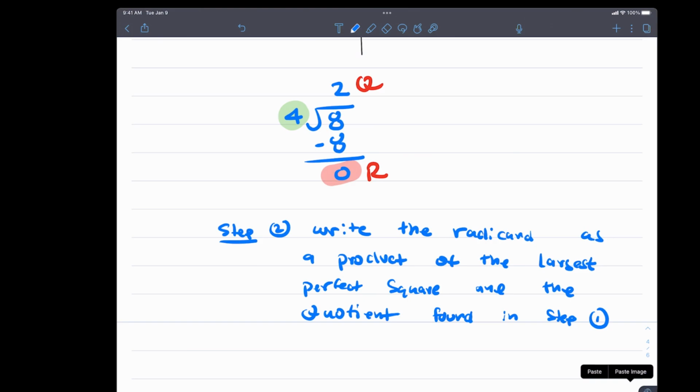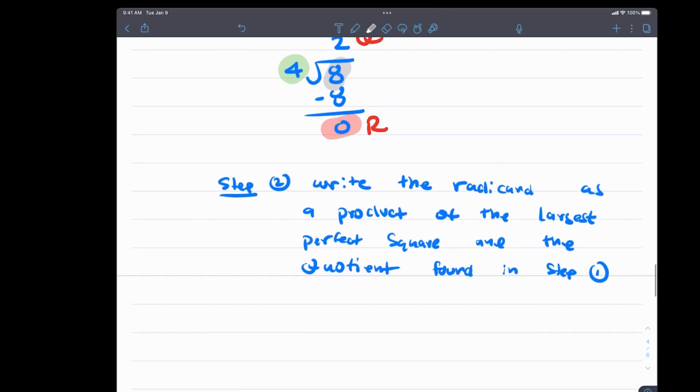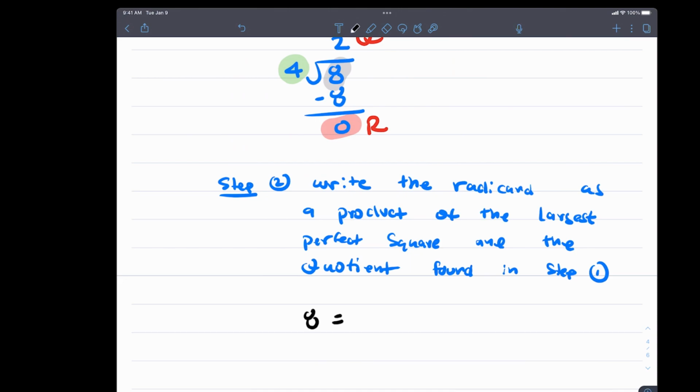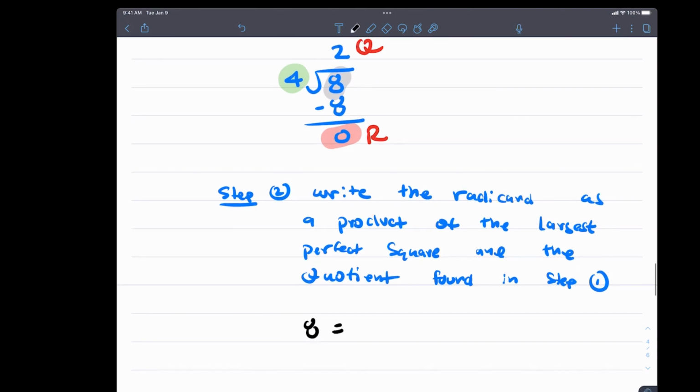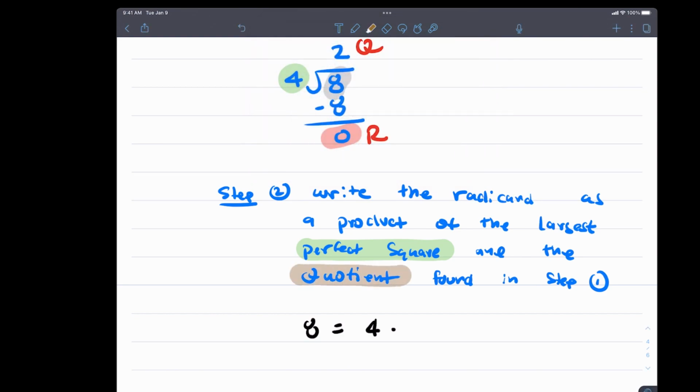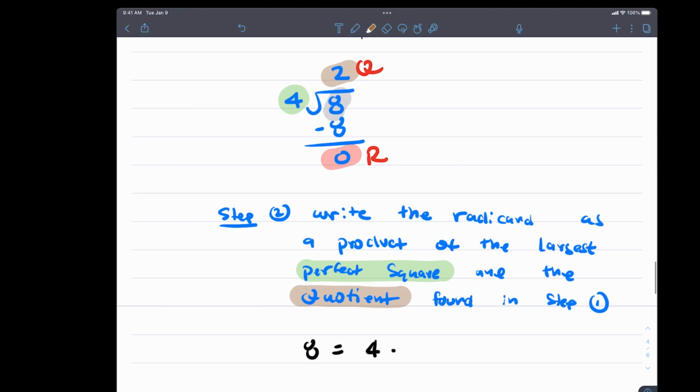Okay, so here's that radicand, here's the 8. How are you going to write that 8 as? 8 equals what? What was that largest perfect square? 4. So we're going to write this as 8. 8 equals what? 4 times, and then what do we know? The perfect square and the quotient. What is the quotient? 2. Isn't it true that 8 can be written as 4 times 2? 4 times 2 is 8. You guys okay with that?